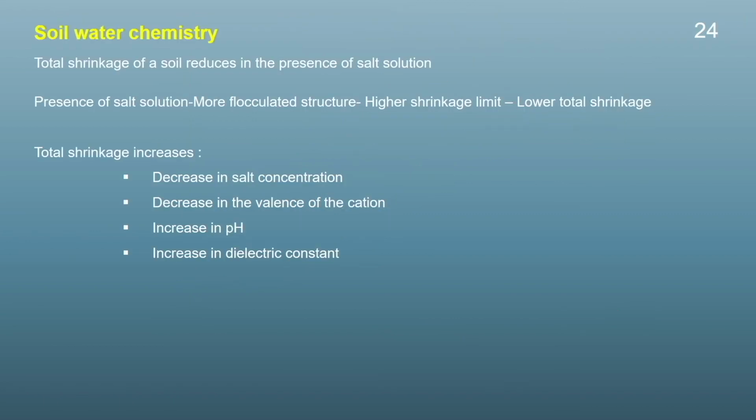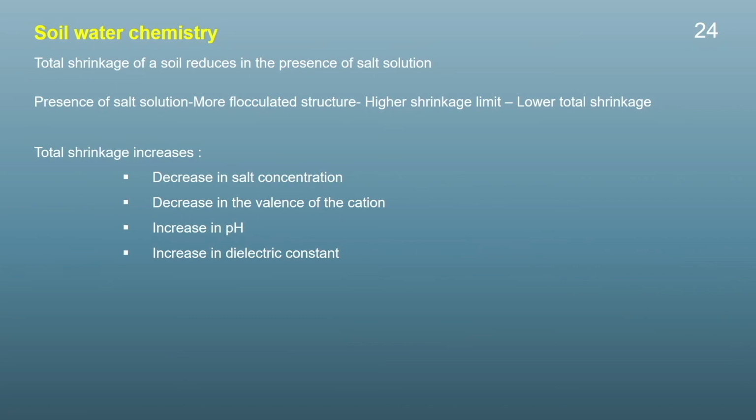The next comes the soil water chemistry. We know that soil water chemistry controls the swelling behavior of the soil. A higher swelling soil will also shrink more, and the presence of soil water chemistry also changes the particle orientation in a soil sample. With the presence of salt solution, a more flocculated structure will be generated, and the more flocculated the structure, the higher will be the shrinkage limit, and the higher the shrinkage limit, the lower will be the total shrinkage.